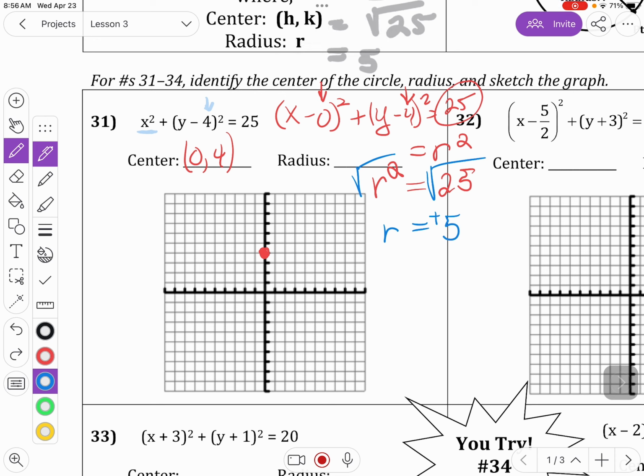So I go up 1, 2, 3, 4, 5, and I plot here. And then I'm going to do the same thing in the south direction. I'm going to go down 1, 2, 3, 4, 5. And then I'm going to do the same thing to the right, 1, 2, 3, 4, 5. And then I'm going to do the same thing to the left, 1, 2, 3, 4, 5. There you go. And then I'm just going to connect those. It doesn't have to be perfect. If you can't draw a perfect circle, you're like me, and that's okay.